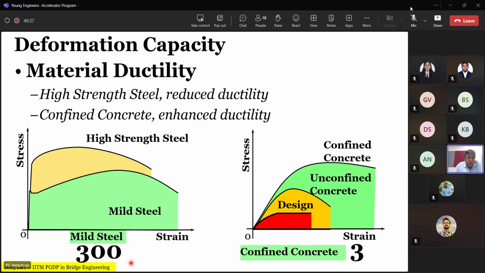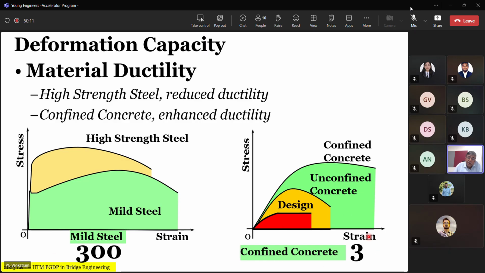And as I mentioned to you, the epsilon U to epsilon Y for steel is in this range, around 300. If you go back and check, the 14, 15, 16% versus the yield strain of 0.002, that's 0.2%, 15% by 0.2%, you will get to 300 as the ductility for steel.